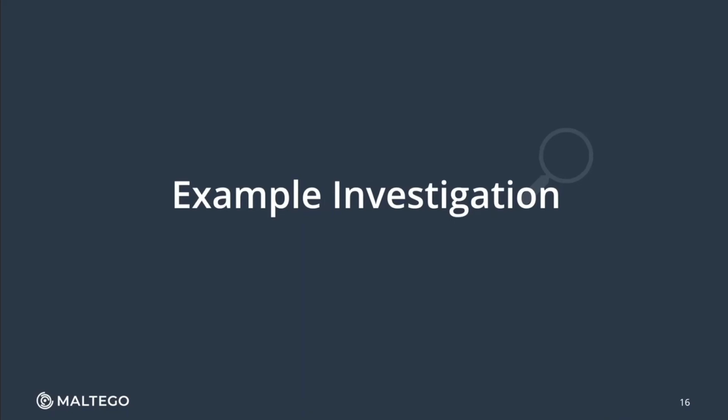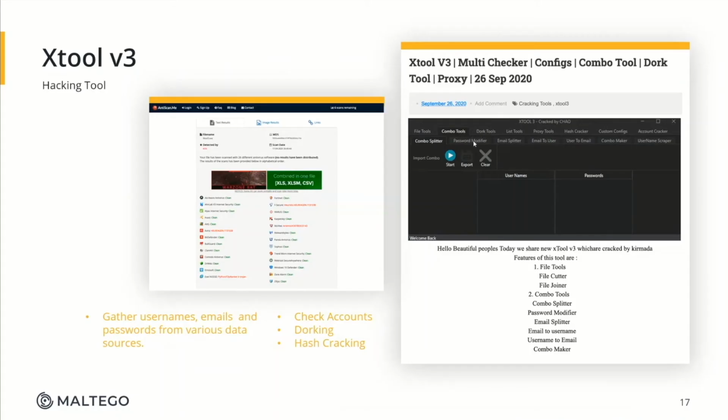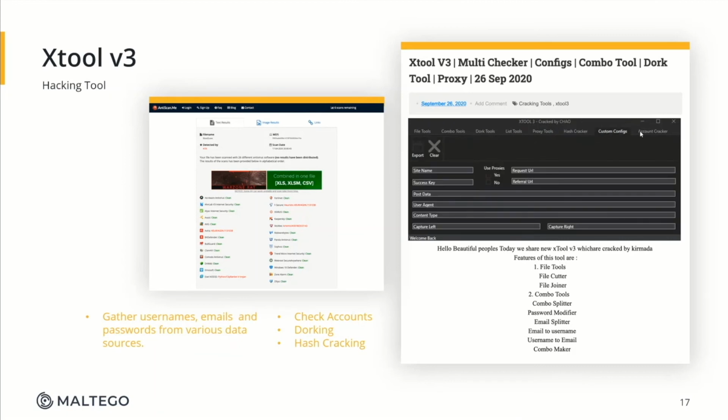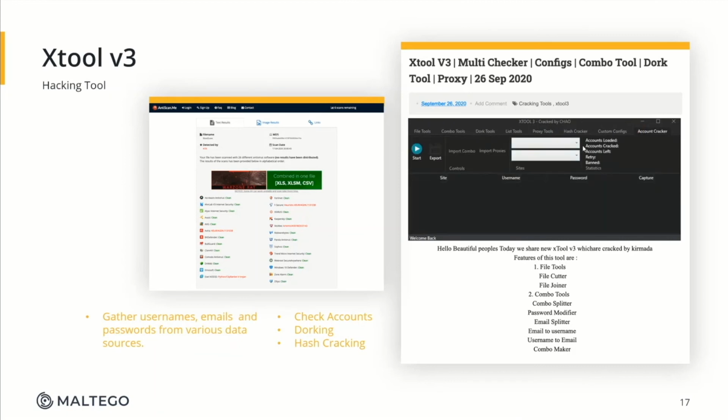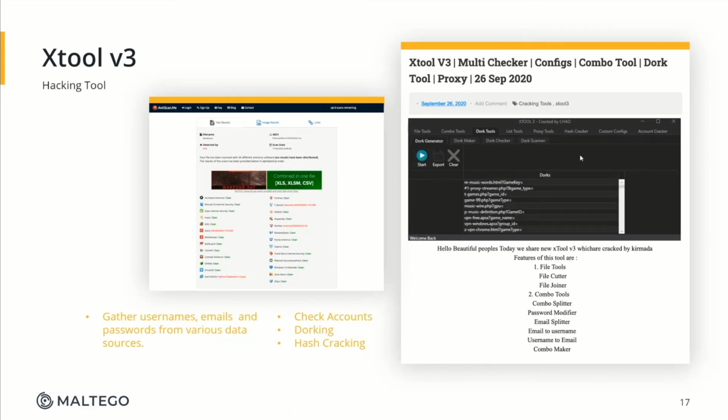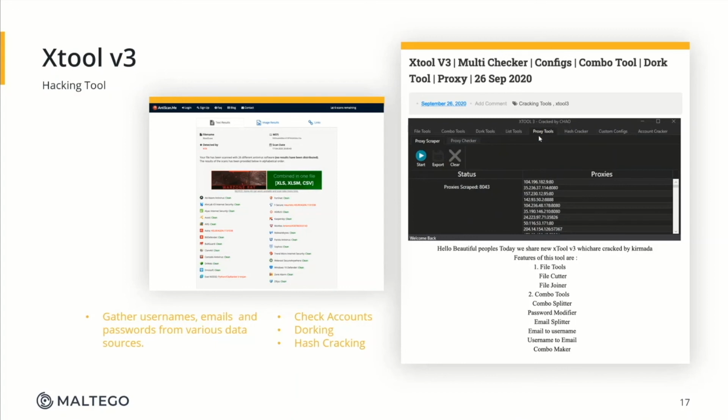Thanks, Mathieu. I will dive into a short investigation on the data which we currently have. In this example, on the next slide, we found a post of the tool Xtool 3, version 3, which is a hacking tool. Its features: it generates usernames out of leaks and also passwords. It can also scrape proxies from different sources. And it can also try to crack the accounts.